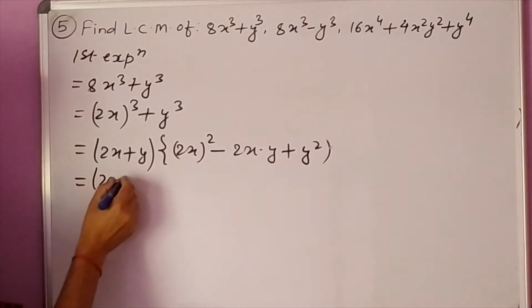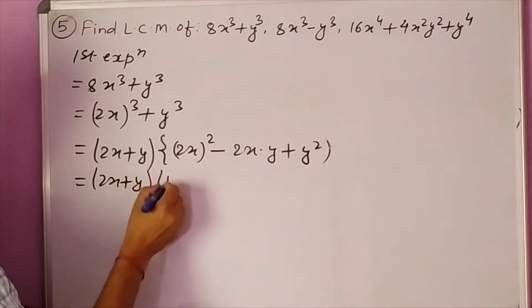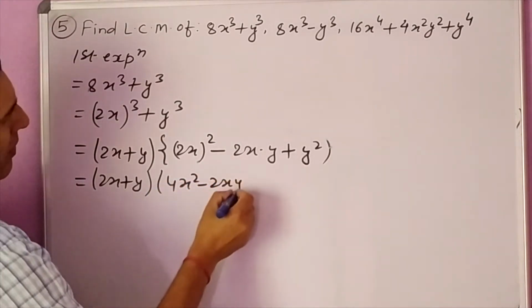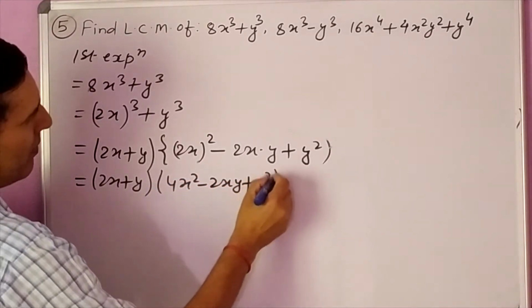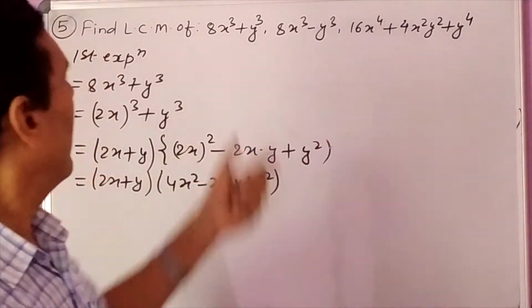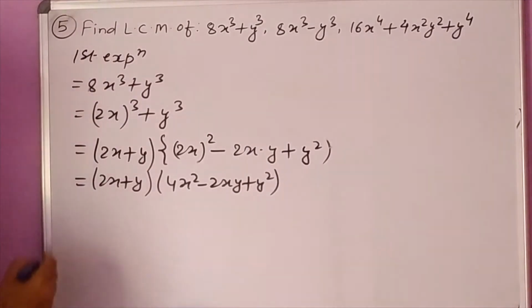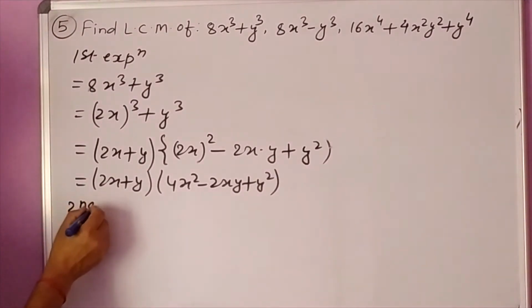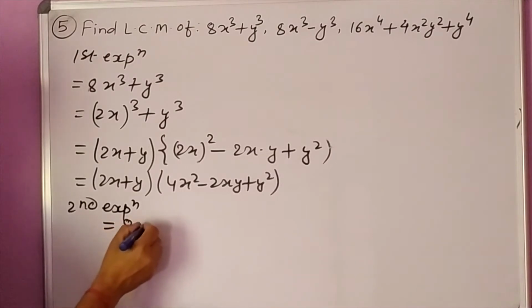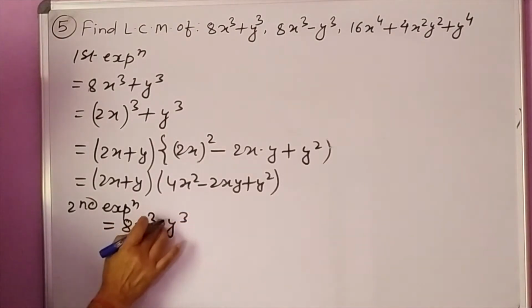So it is 2x plus y times (4x square minus 2xy plus y square). So these are the factors of 8x cube plus y cube. Similarly, our second expression is 8x cube minus y cube.